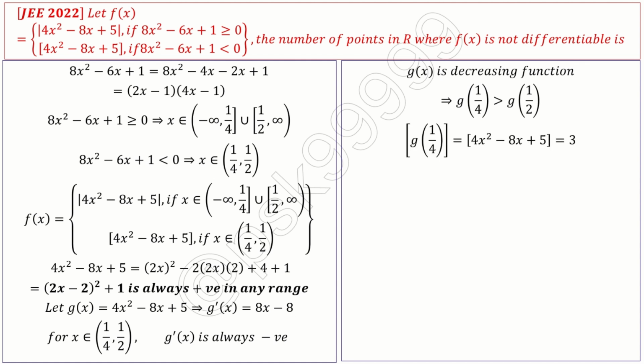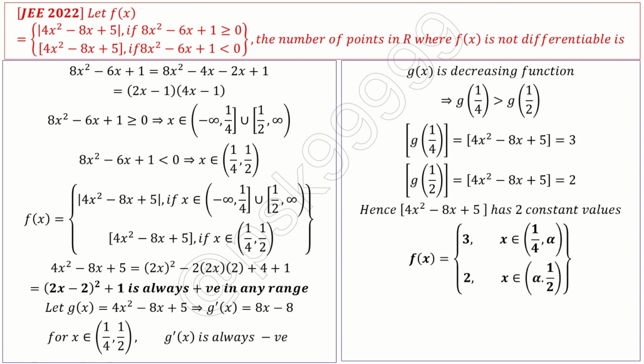Okay, once you know this, GIF of g of 1 by 4 is nothing but 3, and GIF of g of 1 by 2 is 2. Which means you can clearly see there are two integral step values for this GIF function. One is 3, one is 2. That means you can break this into 1 by 4 comma alpha and alpha comma 1 by 2.